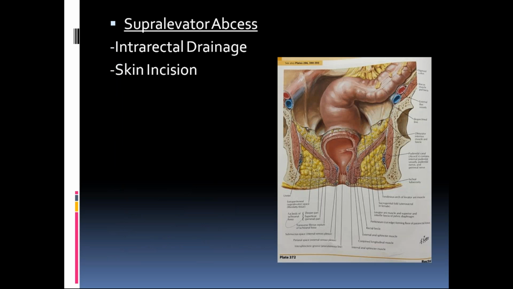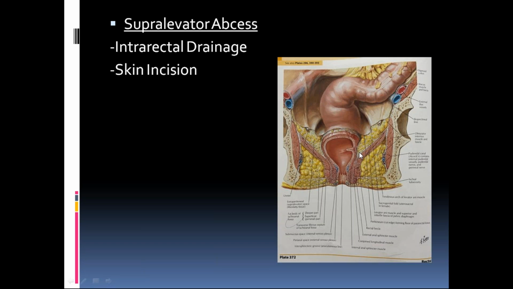So this is the supralevator abscess. There are two types of drainage. In a supralevator abscess, I have told you about the intersphincteric plane, anal canal and anal gland infection. Their abscess may spread either into the supralevator space, into the pelvirectal space like that, going outwards, or it can settle here. The abscess may get settled in this region.